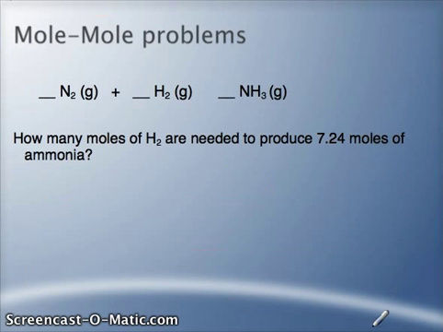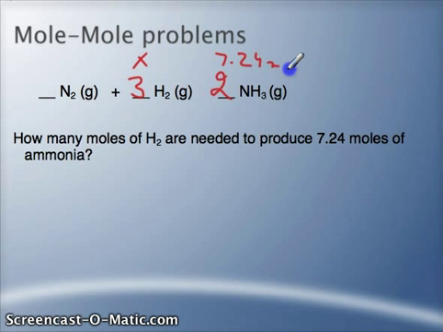First things first, you have to balance the chemical equation. So let's balance the nitrogen first, 2. Then let's balance the hydrogen. And now let's go back and check to make sure I have 2 nitrogens, 6 hydrogens, 2 nitrogens, 6 hydrogens. So now it's fine. How many moles of H2, so as soon as you see that, write down the X, are used to produce 7.24 moles of ammonia?